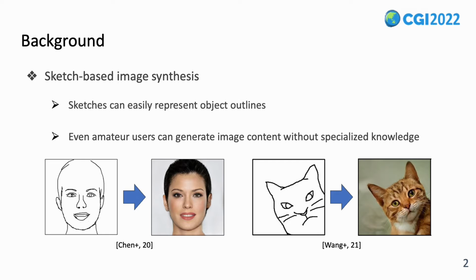Let me explain our research background. Sketches can easily represent object outlines. If sketch-based image synthesis is possible, even an amateur user can easily create image content without specialized knowledge. As you can see, you can easily create human portraits and cat images from sketches. Also, you can easily modify them as you like by redrawing the sketches.